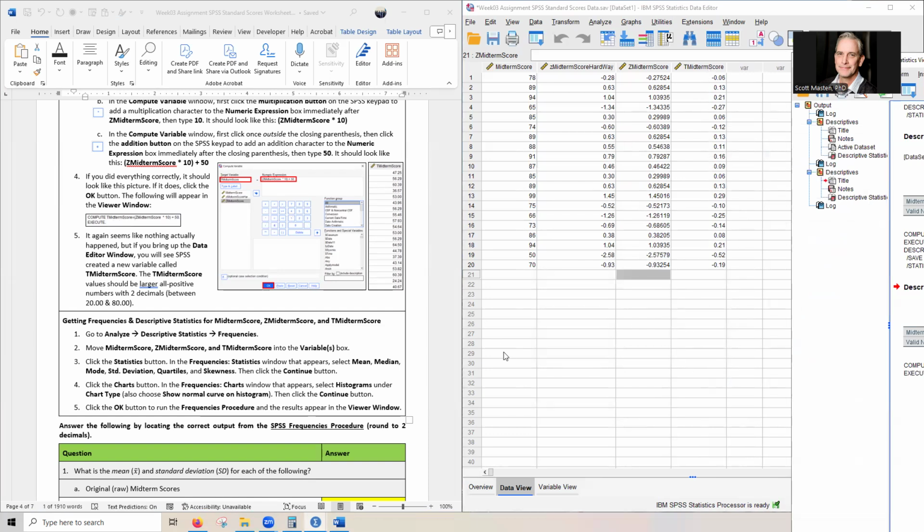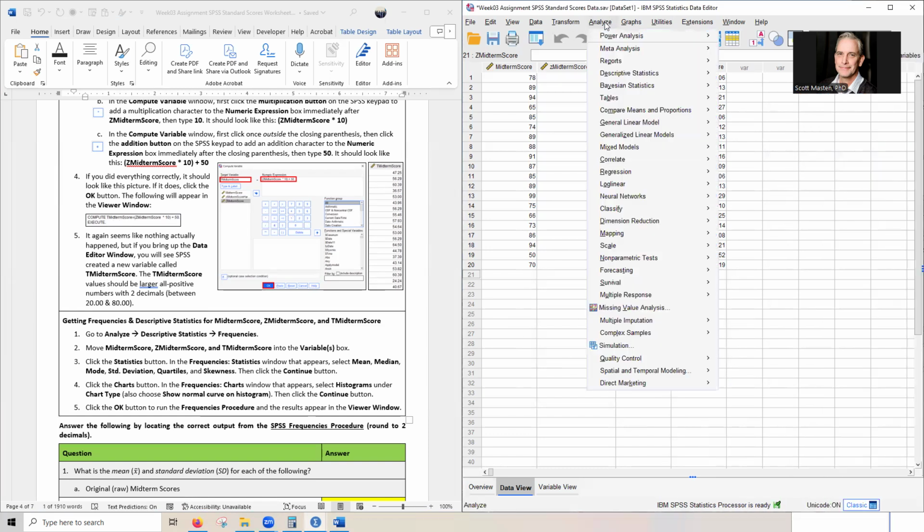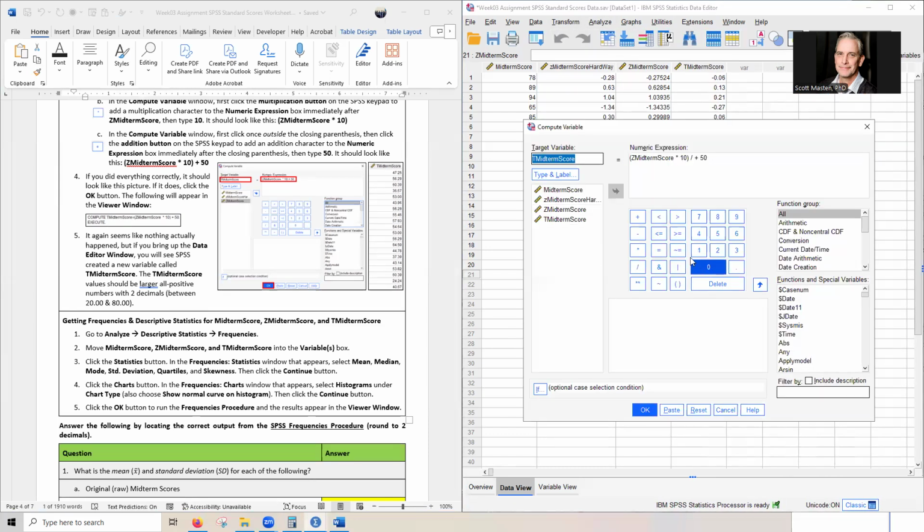That did not go right. I did something wrong because that is clearly not t-scores. T-scores aren't negative. That's the reason people like them. So let's see what I messed up. Oh, I forgot to get rid of the divide. All right. Well, anyway, let me show you what you do when you make a mistake like I just did.